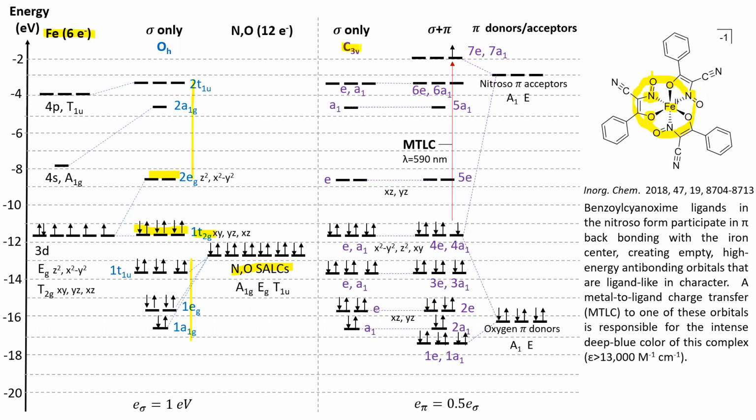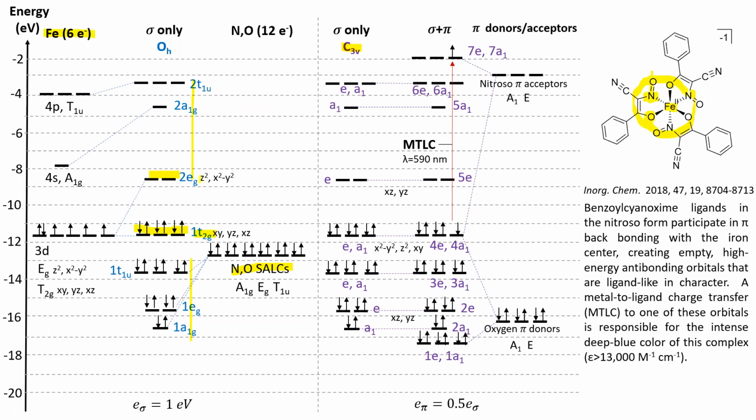So it is important to note that when we used octahedral symmetry, the z-axis was the C4 axis, but in C3v symmetry, the z-axis is the C3 axis. So we're going to have to rearrange some d orbital parentage labels.